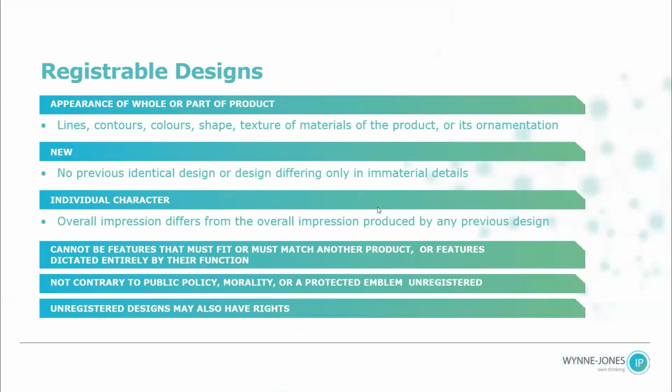So what can you register as a design? It's the appearance of the whole or part of a product. So it's the lines, the contours, colors, shapes, textures and materials, ornamentation applied to it, those sorts of things. It's got to be new, so there can't be a previous identical design or design differing in immaterial details. Immaterial details are features of design that people sort of edit out when they're looking at it. They don't consider them to be part of the design, they're incidental.